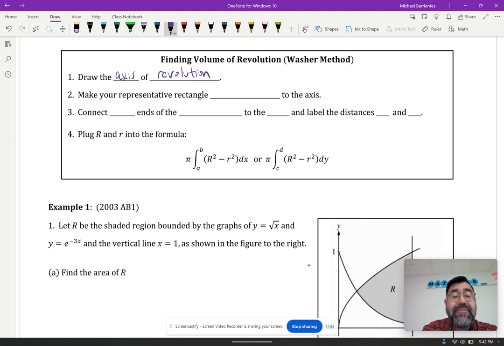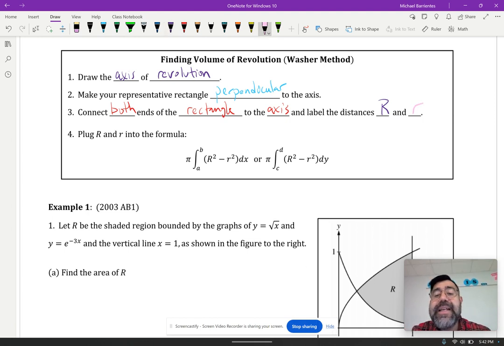We're always going to make a representative rectangle perpendicular to the axis of revolution. Perpendicular. We need to connect both ends of the rectangle to the axis. Let me try to fit this in to the axis. And then we need to label the distances big R and little r.